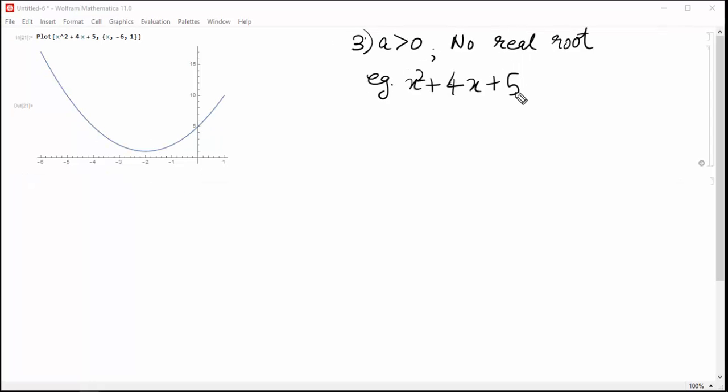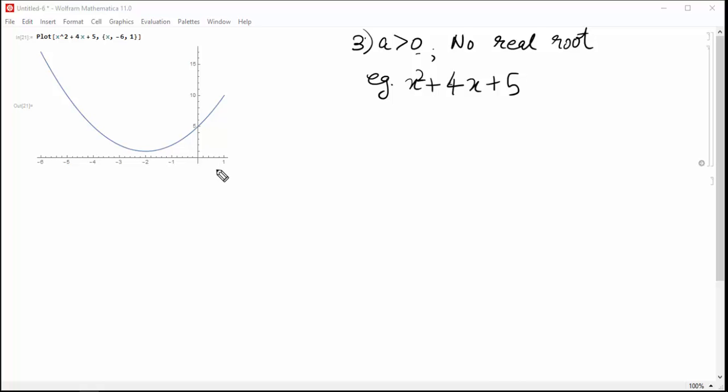Now let's go for the third example. Here we have a greater than 0 but no real root. For example, x squared plus 4x plus 5, and the graph looks something like this. We have plotted it from x equal to minus 6 to x equal to 1, and the graph nowhere crosses the x-axis.